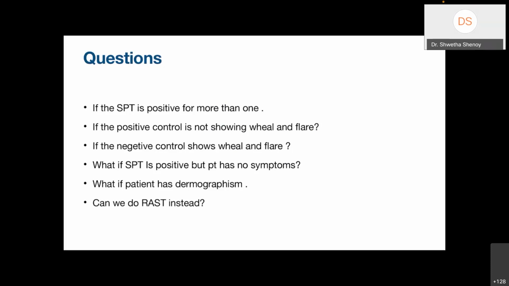So what if our patients have dermographism? In that case, we will go for blood tests, which are more expensive. Can we do RAST instead? Yes, you can do RAST instead, but it takes time and is more expensive. And the only problem here is that it is a sum total of all specific IgEs. So if you need to know, is it A, is it B, is it C, it is better to see the reaction on the hand.